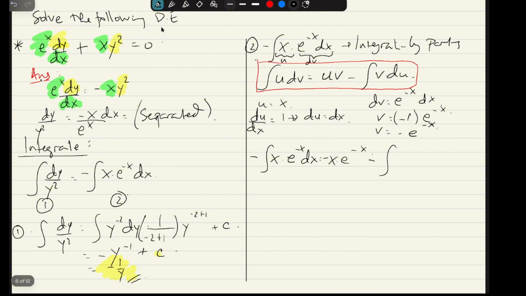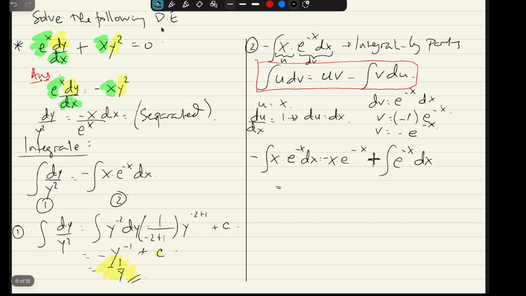This is our v. So v is negative e to the negative x. So negative multiplied by negative is going to get cancelled, so I put plus, because of the cancellation. So now it becomes uv, the integral of v, e to the negative x du. Du is the same as dx. So the formula here, du equals dx, so e to the negative x.